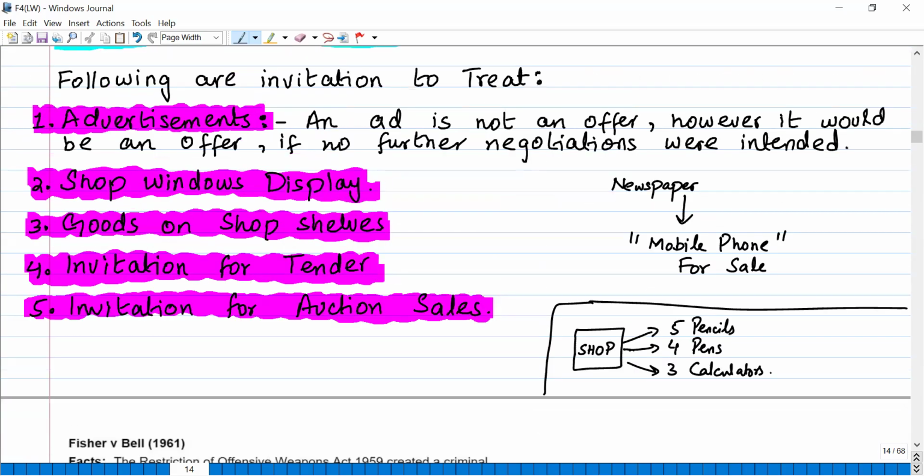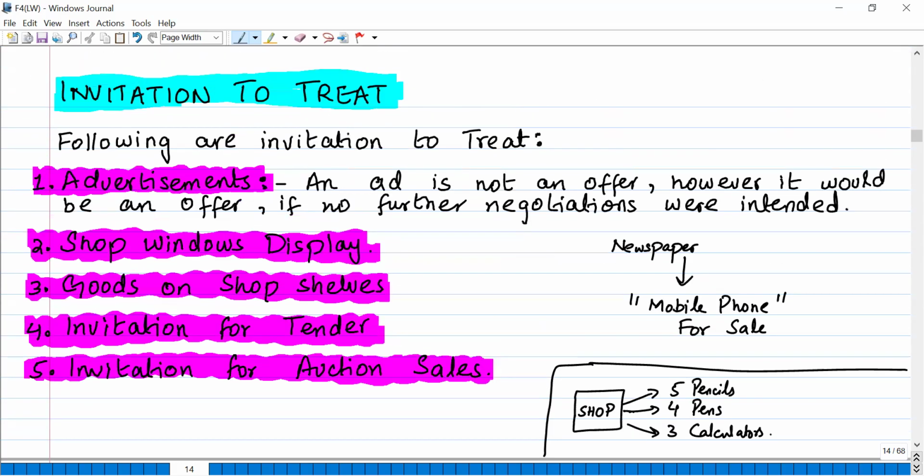Similarly, goods on shop shelves are also not an offer. They are invitations to treat. When someone enters the shop, they see something on the shop shelf. They will take it from there, go to the counter, and there make an offer that they want to purchase this. So goods on shop shelves are also considered invitations to treat.